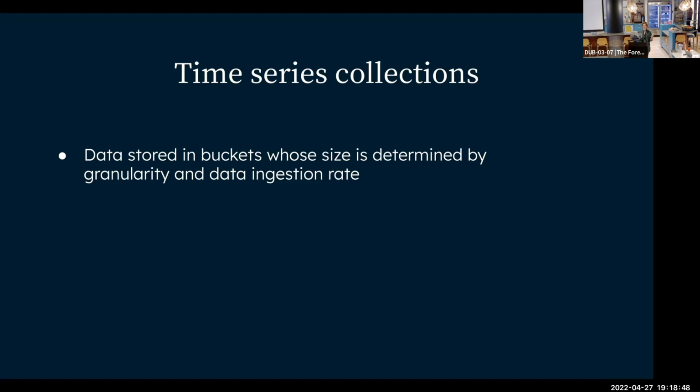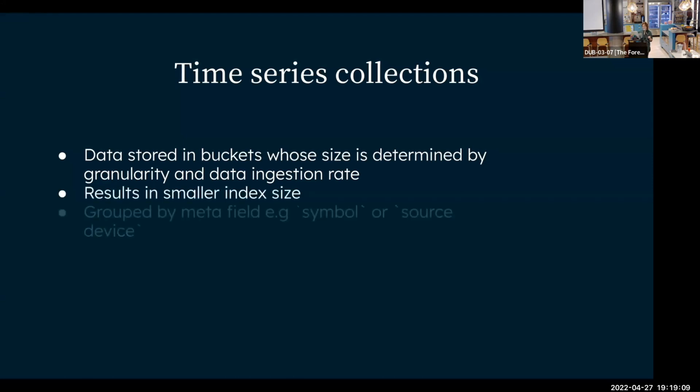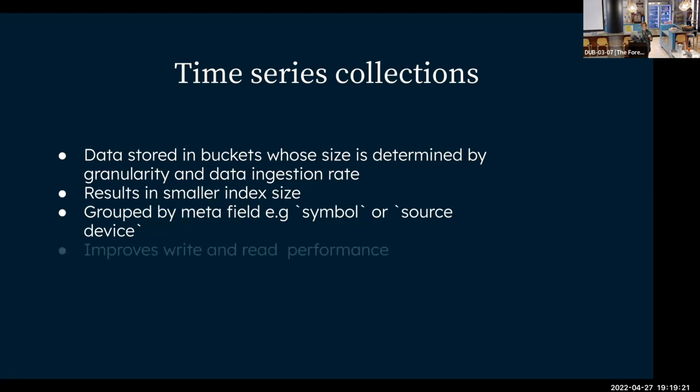So basically, we're taking in a load of data, and all the data for a particular second, if the granularity is by second, are all stored together in one bucket. So the objective of time series is to make the data ingestion, the data loading time faster, and also your retrieval faster. So it results in a smaller index size and data footprint. You can group this data by meta field, for example, symbol or source device, to make it easier to access.